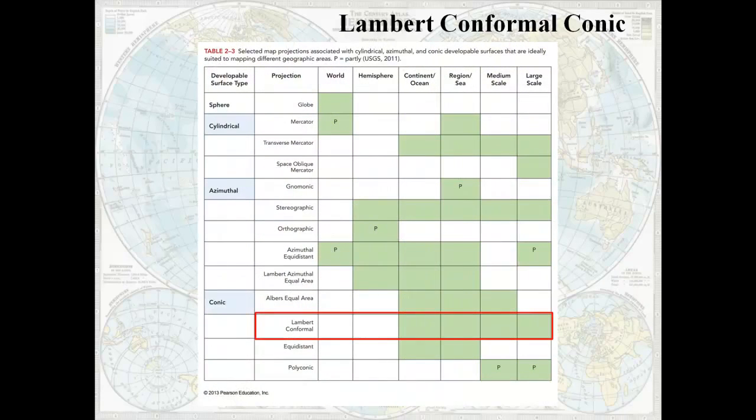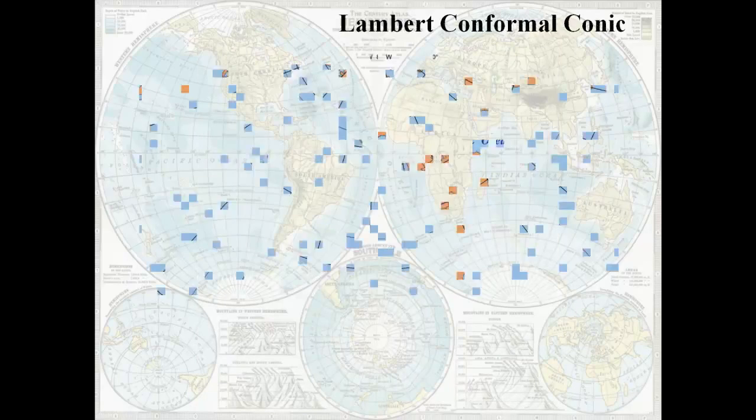Okay, Lambert conformal conic. There it is down here. You can see it covers a large range of things. So in our case, it's going to be good for a continent all the way down to a small area. It's going to fit for what we want it in the United States.